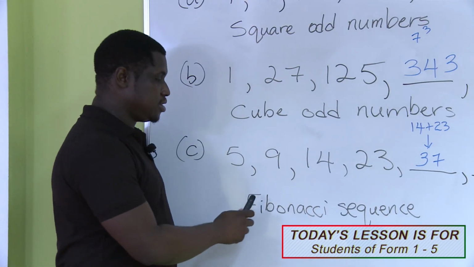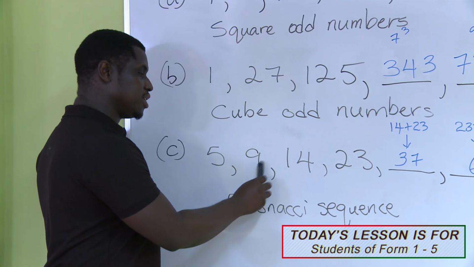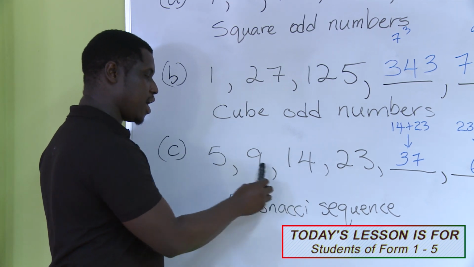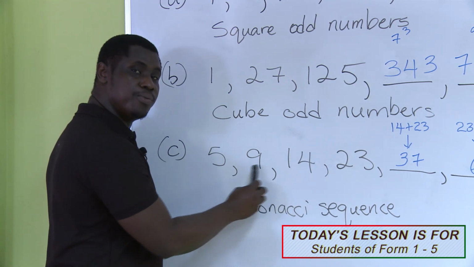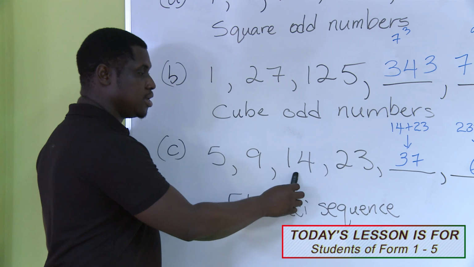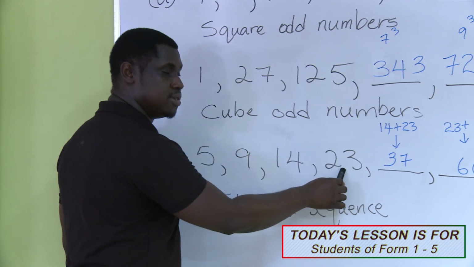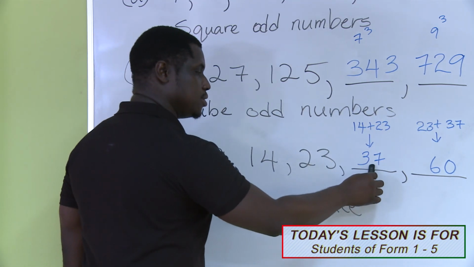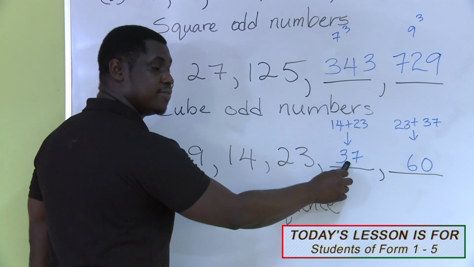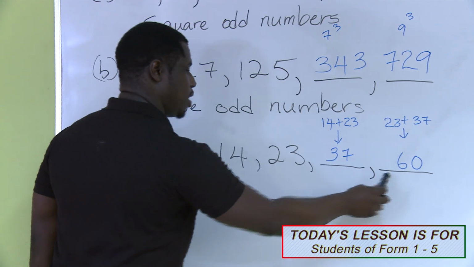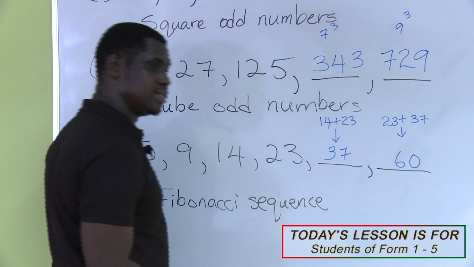For the third sequence, as I go along, for me to get this term here, I added 5 plus 9 gives me 14. Adding the two previous terms to get the next term. 23, I had to add 9 and 14 to get 23. So therefore, to get the next term, I would now add 14 plus 23, which gives me 37. And to get the final term, I add 23 plus 37, which gives me 60.